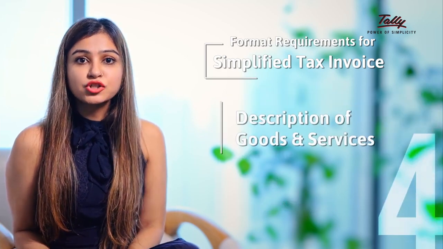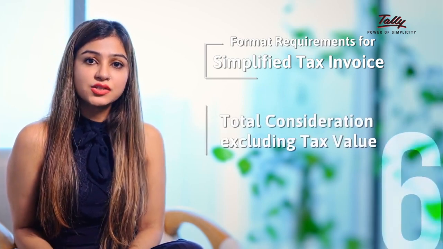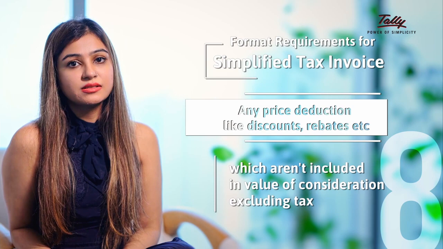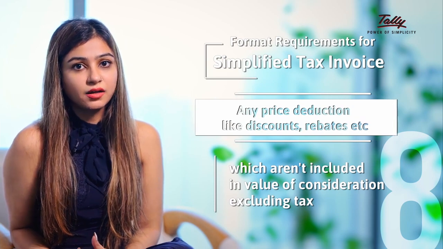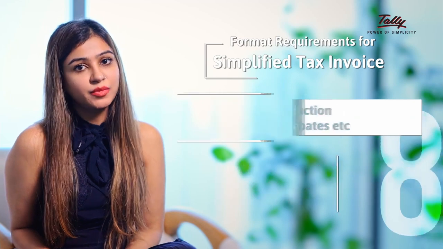Next, description of goods and services should be there. Fifth, the quantity of the goods shall be mentioned. Sixth, the total consideration excluding the tax value. Seventh, the applied tax rate. Eighth, any price reductions such as discounts, rebates, etc. which are not included in the value of invoice excluding tax shall be mentioned.